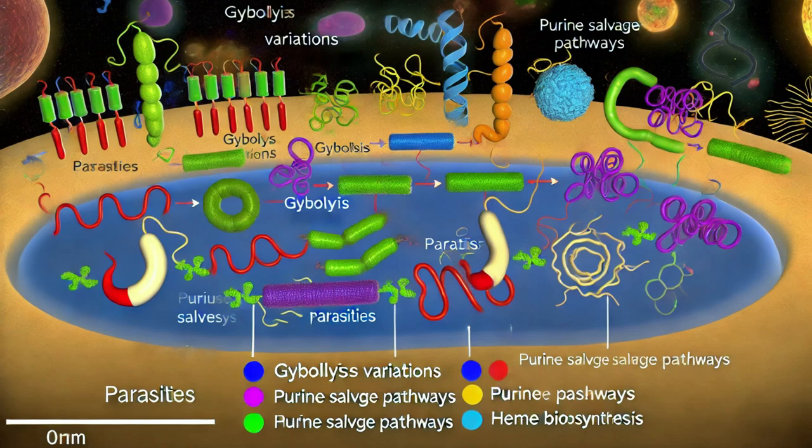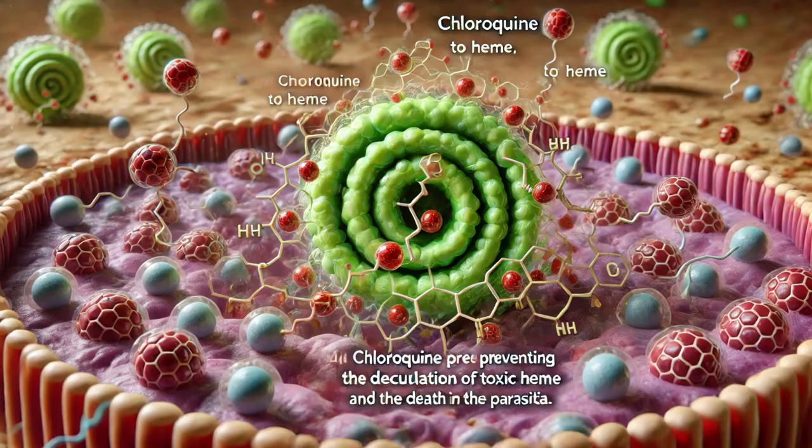Antiparasitic drugs often target metabolic pathways unique to the parasite or more crucial to the parasite's survival than to the host's. For instance, some antimalarial drugs inhibit the parasite's ability to digest hemoglobin, a process vital to its survival within red blood cells. Quinolines, such as chloroquine, interfere with the malarial parasite's ability to detoxify heme, a byproduct of hemoglobin digestion.